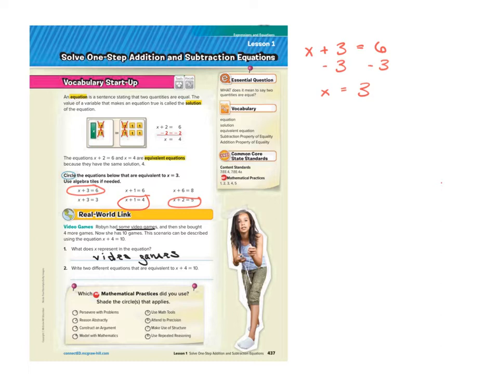Write 2 different equations that are equivalent to x plus 4 equals 10. All right, well, the first way we could do that is using that inverse operation. So the opposite of adding is to subtract. So we're going to subtract 4 on both sides of that equal sign to keep it equal. That gives us our solution, or we say isolate the variable, x equals 6.